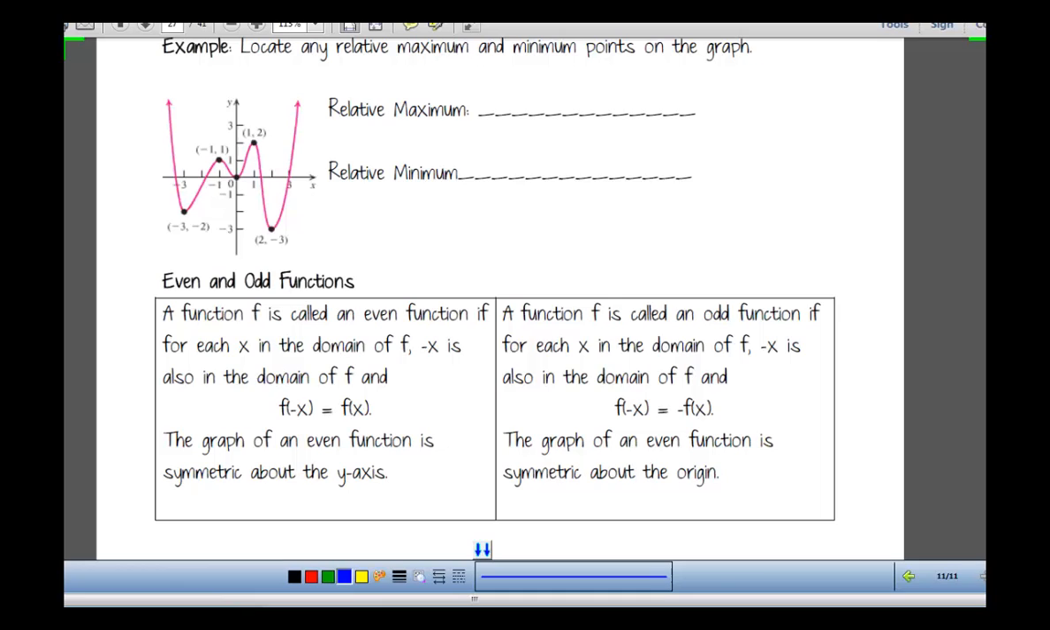Okay. All right, that's the point. 1, 2. And what does it say? Locate any relative max and minimum points on the graph. Okay, that works. 1, 2. We're writing it that way just because it said points. If it hadn't said that, then I would tell you that the relative max is 2. Does everybody understand? The function value, the y, that's right. Do we have any others?